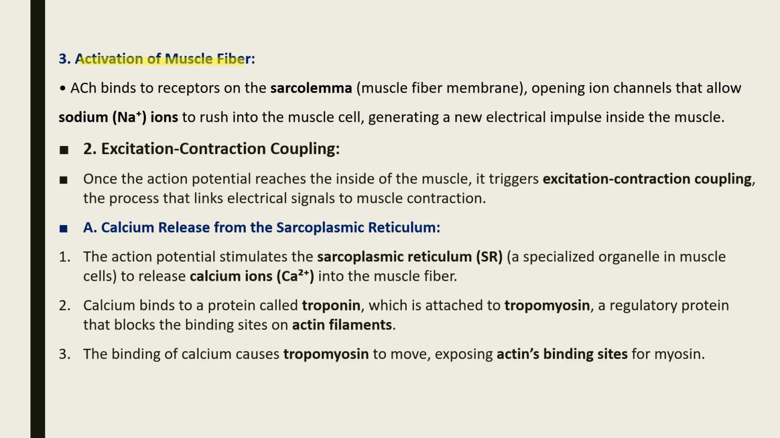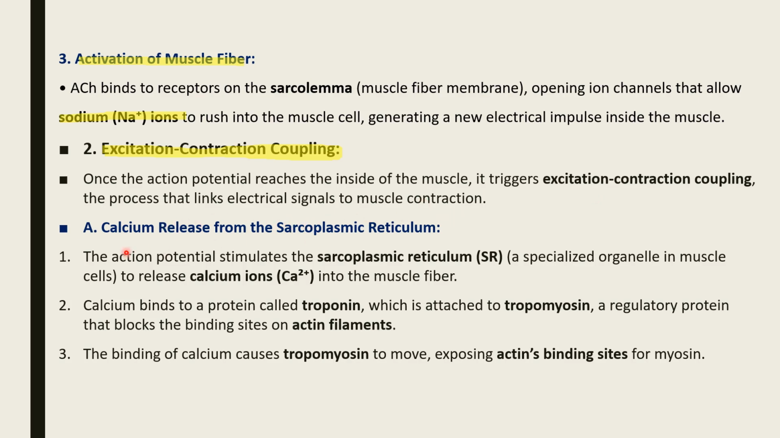Activation of muscle fibers. ACh binds to receptors on the sarcolemma, the muscle fiber membrane, opening ion channels that allow sodium ions to rush into the muscle cells, generating a new electrical impulse inside the muscle. Number 2, excitation-contraction coupling. Once the action potential reaches the inside of the muscle, it triggers excitation-contraction coupling, the process that links electrical signals to muscle contraction.